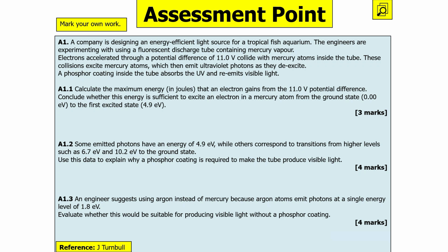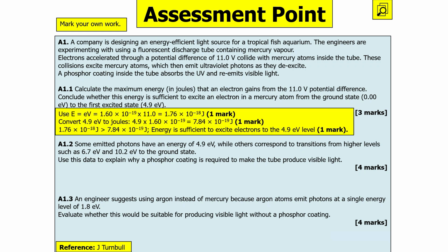Right, in our first one, we know that the value is equal to eV. So we convert our eV into joules. So we get 1.76 times 10 to the minus 18 joules. We then convert 4.9 eV into joules. So 7.84 times 10 to the minus 19 joules. 1.76 times 10 to the minus 18 is greater than 7.84 times 10 to the minus 19. So the energy is therefore sufficient to excite electrons to the 4.9 eV level.